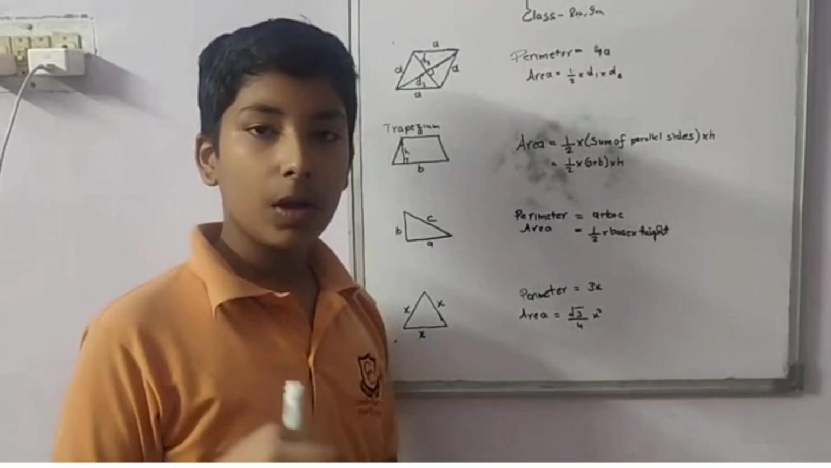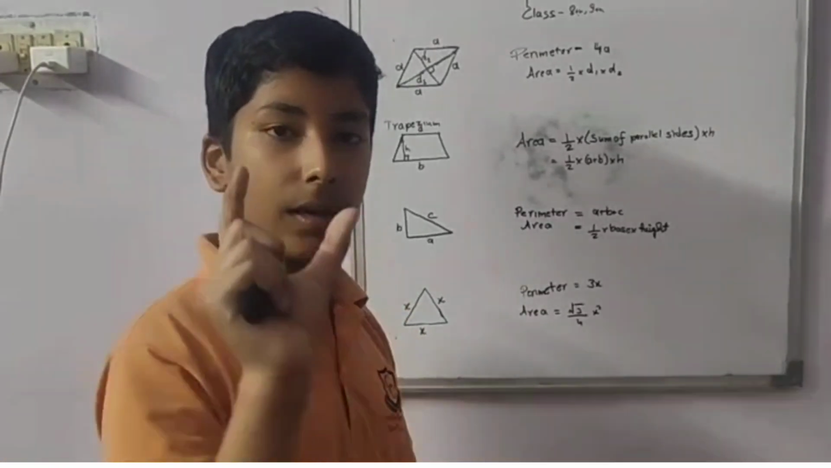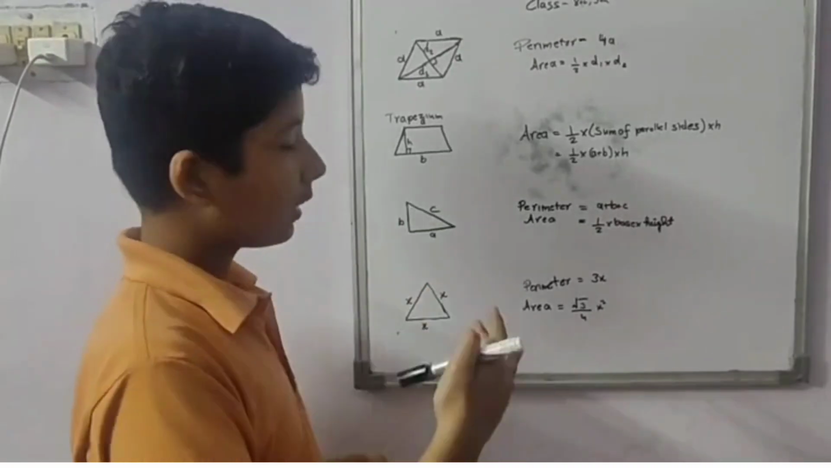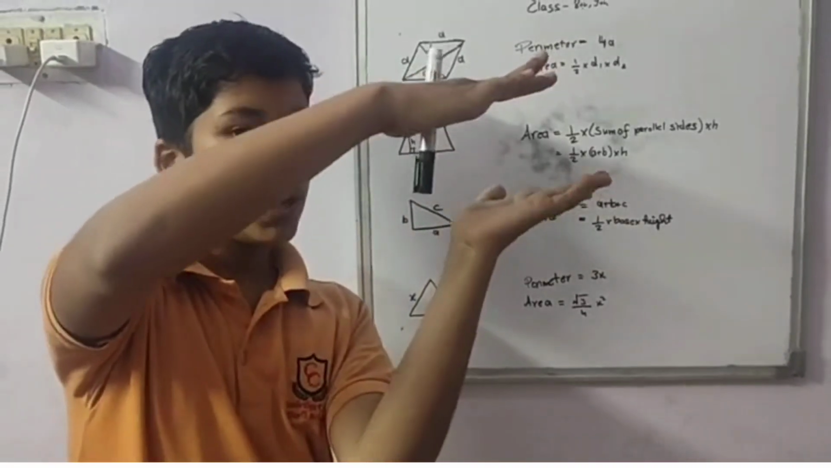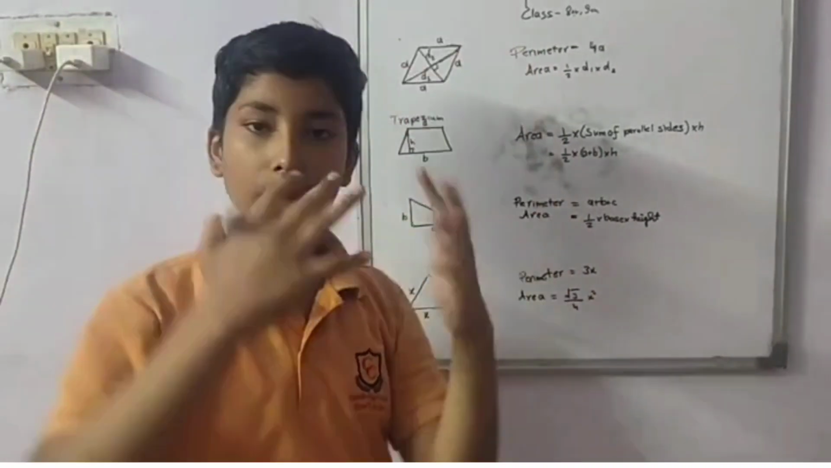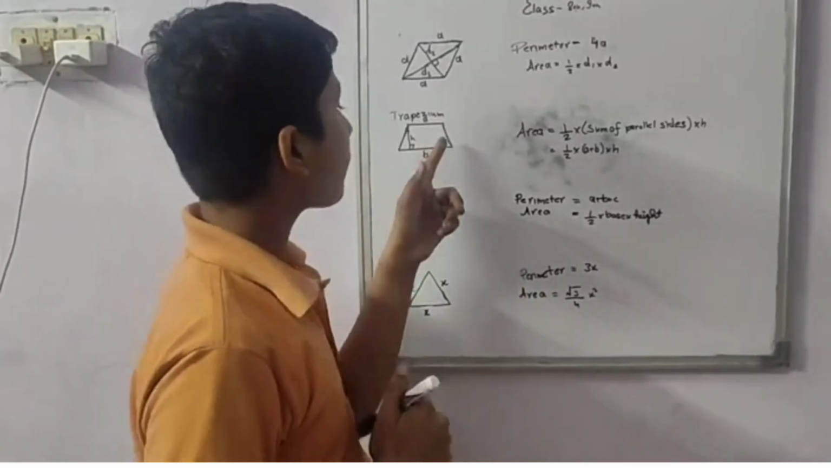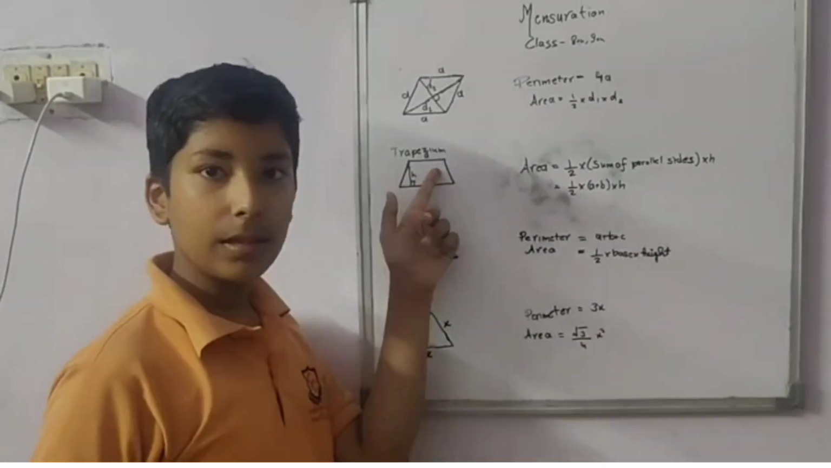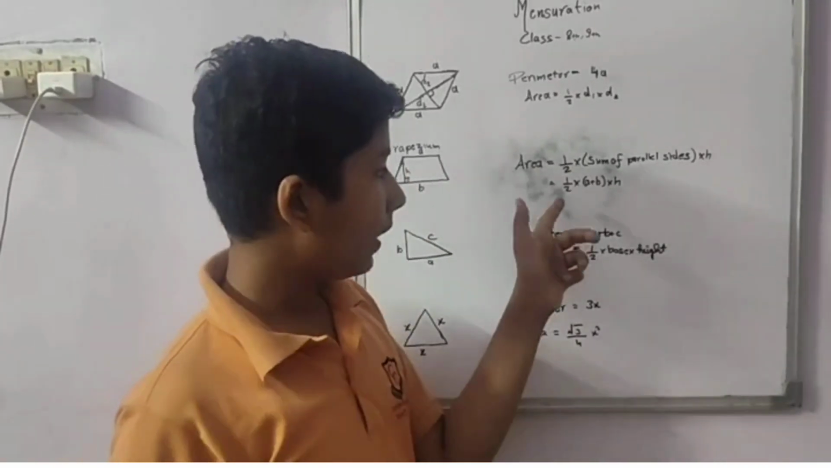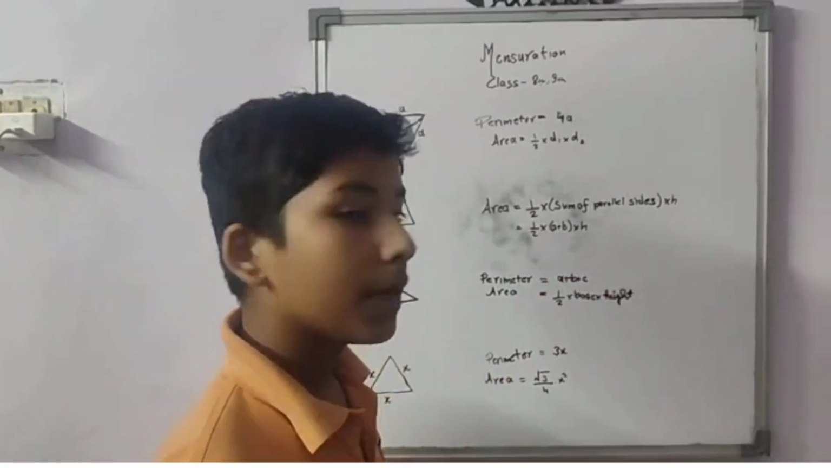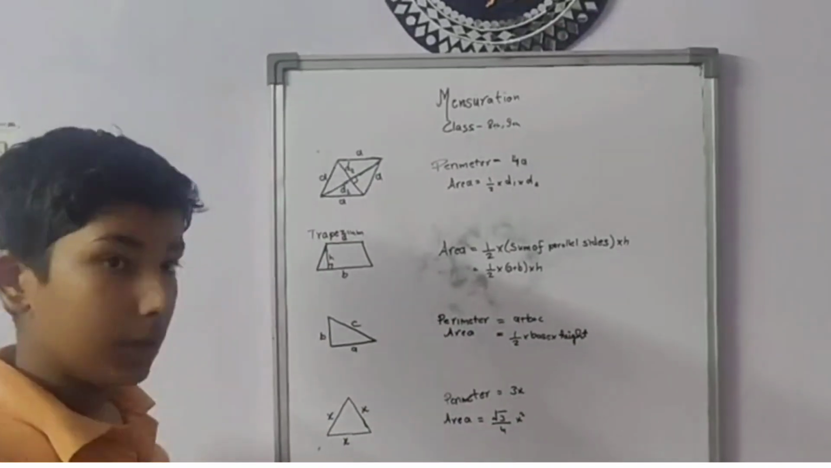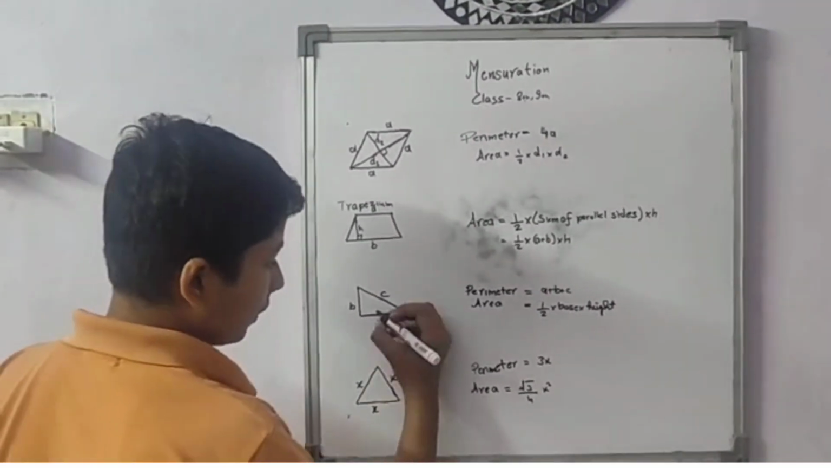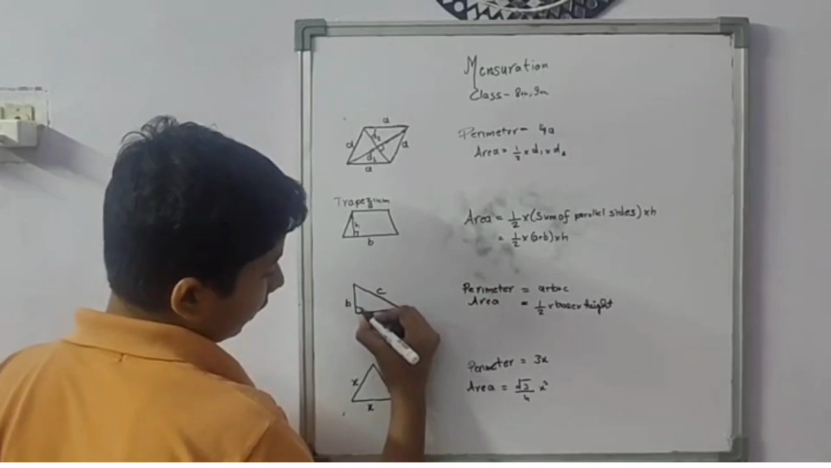Like in a trapezium, two sides are parallel and the other two are non-parallel sides. So these two are parallel, but these two are meeting, so these are not parallel. So sum of parallel sides into H, one parallel side is A and another is B, so half into A plus B into H. So next, let's come to our next figure.